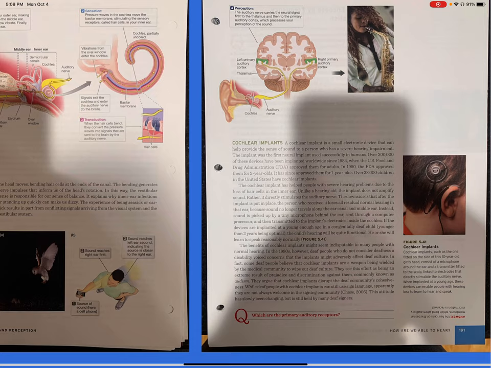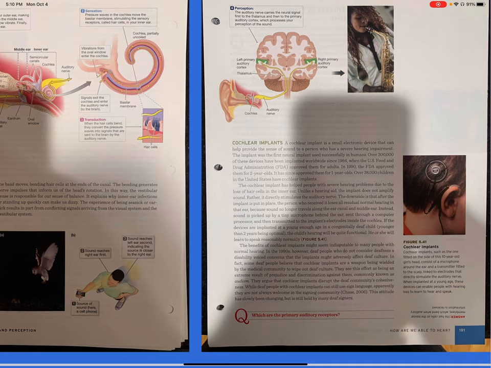The cochlear implant has helped people with severe hearing problems due to the loss of hair cells in the inner ear. Unlike a hearing aid, the implant does not amplify sound. Rather, it directly stimulates the auditory nerve. The downside is that after the implant is put in place, the person who received it loses all residual normal hearing in that ear because sound no longer travels along the ear canal and middle ear. Instead, sound is picked up by a tiny microphone behind the ear, sent through a computer processor, and then transmitted to the implant's electrodes inside the cochlea.